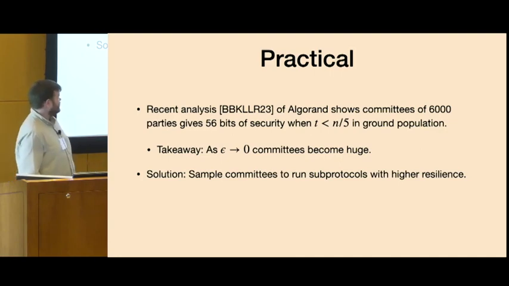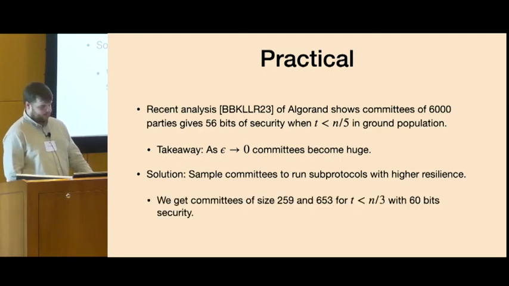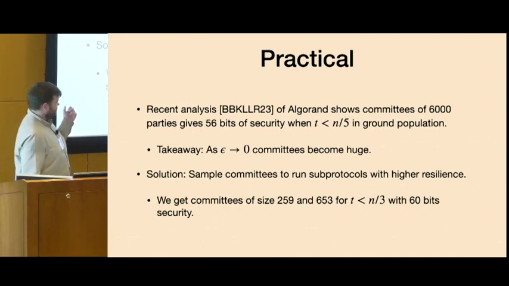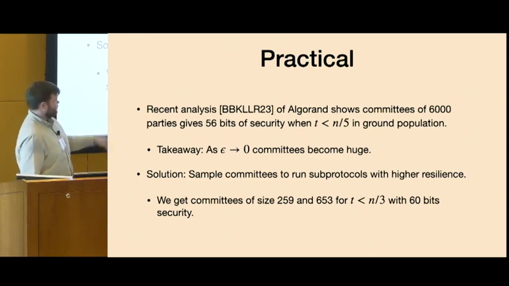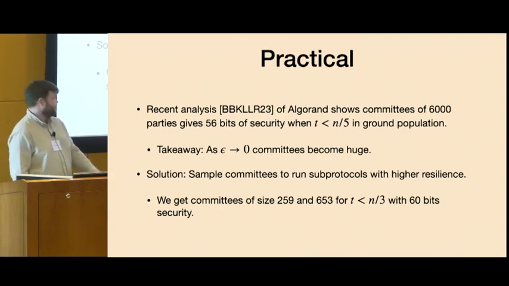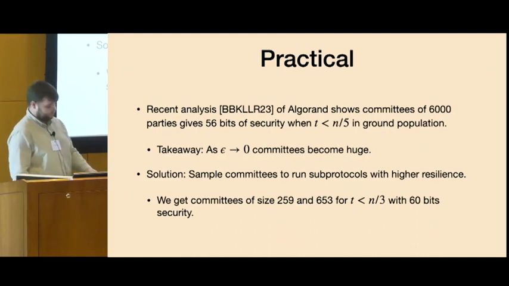So instead, what if you could sample committees that just run sub-protocols which require fewer honest parties, so much higher resilience? What we do in our protocol is we sample committees where you only need honest majority or even less, and then you get a couple of hundreds in your committees with 60 bits of security, without going to lower resilience from the beginning. If you're willing to do that, then it becomes less than 200 for the honest majority committee.